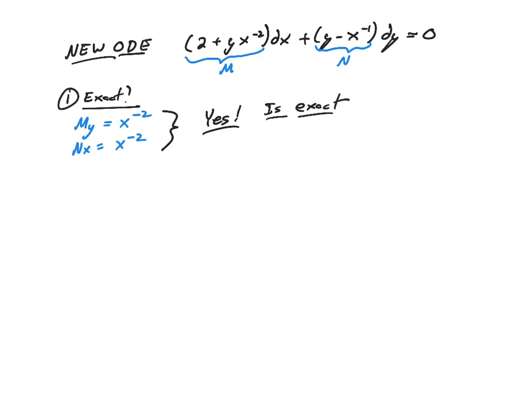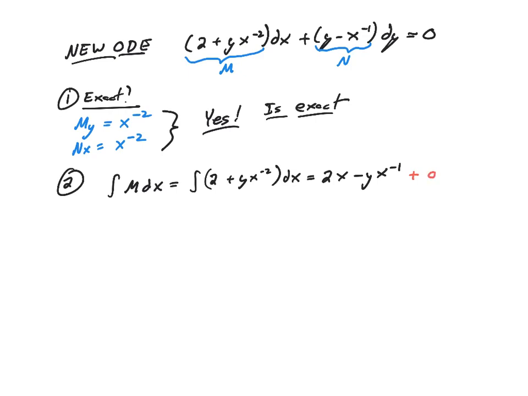Okay. So now our second step for solving the new ODE becomes, I'm going to integrate m with respect to x. So that's just going to turn into the integral of 2 plus yx to the negative 2 dx. And if I integrate 2, that just becomes 2x, minus, and if I'm integrating x to the negative 2, I gave the answer away, that's going to be minus y x to the negative 1. And that's not a function of g, but g of y. It's a function of y.